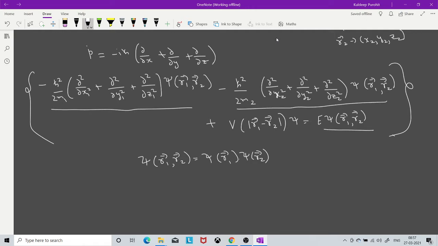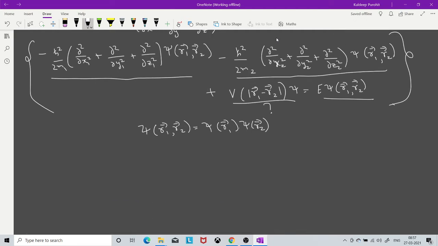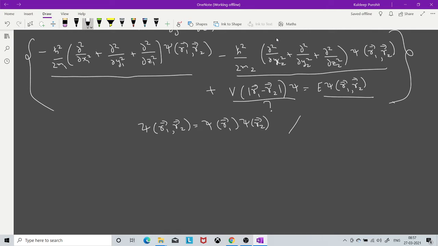Here also it will work fine. But here, since the potential is a function of r1 and r2 both, it is not possible to do a separation of variables in this potential term. And if it cannot be done here, then we cannot do it anywhere else also. So it is not possible. So this thing cannot be done right now. So the separation of variables right now is not possible.